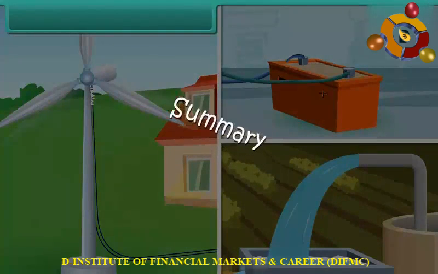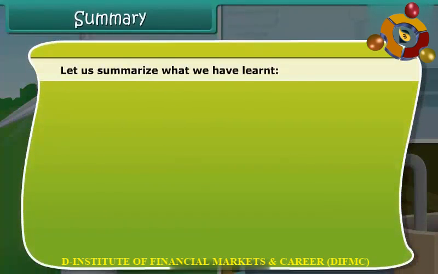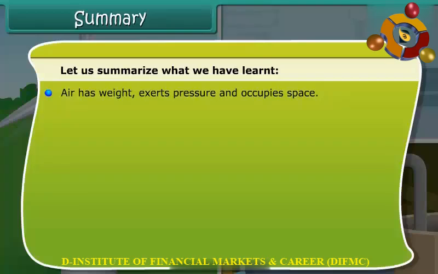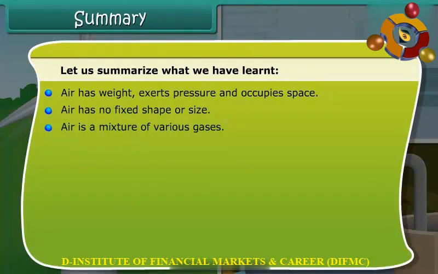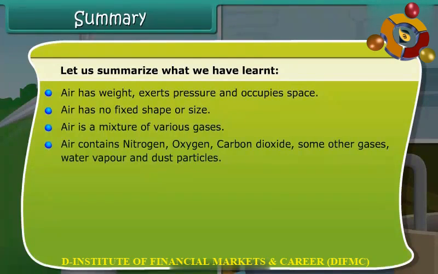Summary. Let us summarize what we have learned. Air has weight, exerts pressure, and occupies space. Air has no fixed shape or size. Air is a mixture of various gases. Air contains nitrogen, oxygen, carbon dioxide, some other gases, water vapor, and dust particles.